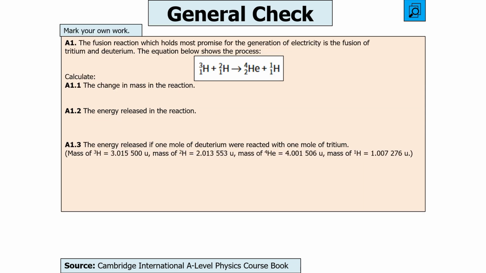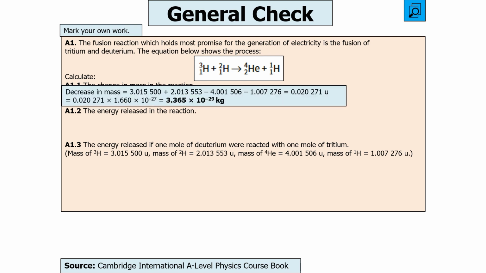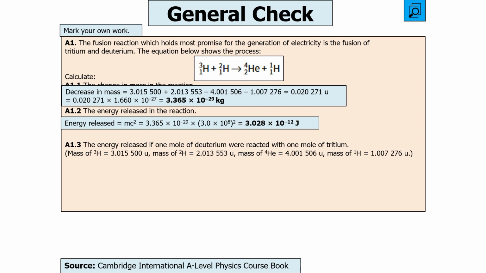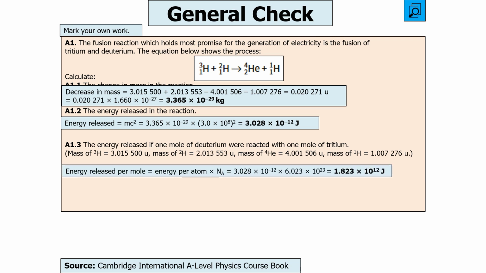Right, the change in mass is going to be equal to the mass of the things at the start, so it'll be tritium and deuterium, minus the mass of the helium and the mass of the hydrogen after the end. So we get our difference to be 0.020271 u. Multiply that by 1.661 times 10 to the minus 27 to get into kilograms to be 3.365 times 10 to the minus 29 kilograms. Multiply by c squared to get the energy release, so it's 3.028 times 10 to the minus 12 joules. And then, that's the energy released per atom. For the energy released per mole, we multiply that by Avogadro's constant, the number of molecules in 1 mole. So we multiply that by Avogadro and we get 1.823 times 10 to the 12 joules.